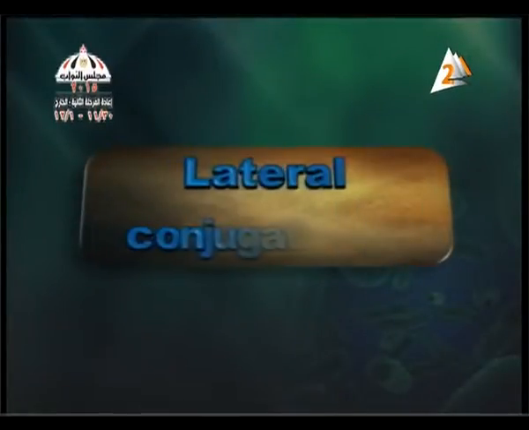Let's move to the second part of conjugation in Spirogyra, which is called lateral conjugation. So, Spirogyra has two types of conjugation. The first one is called scalariform, and the second one is called lateral conjugation. Let's talk about lateral conjugation.